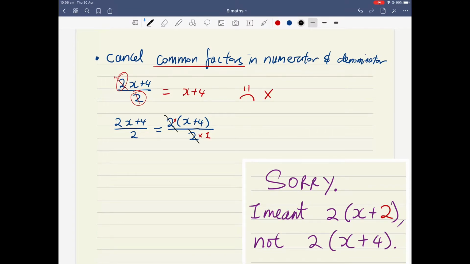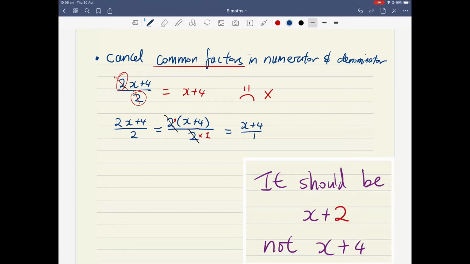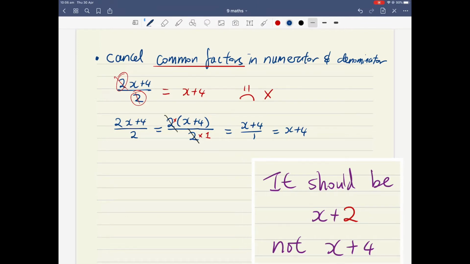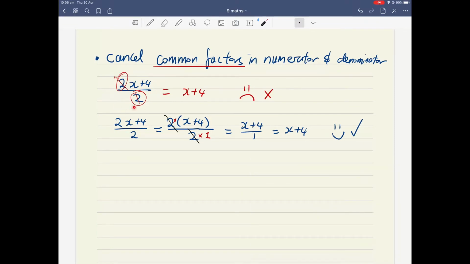Because the factor of 2 is in common, you can cancel out the factor of 2. And then you're left with x plus 2 over 1, which is the same as x plus 2, because anything you divide by 1 is itself. So this is the good way of doing it, right? I mean, in the end, you're like, but they're the same answer. Yeah, it's a coincidence they're the same answer.